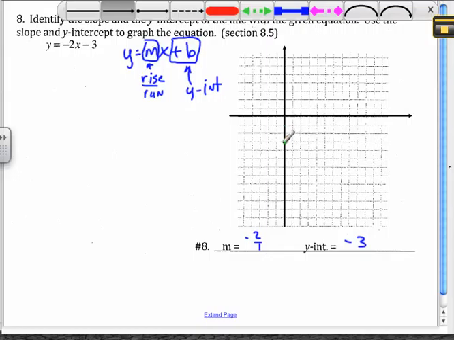And I know that the slope is negative 2 over 1. So the rise is on top. That means go down 2 and over 1. Now here's another point. And another one. And another one. I just go down 2 and over 1 every time.